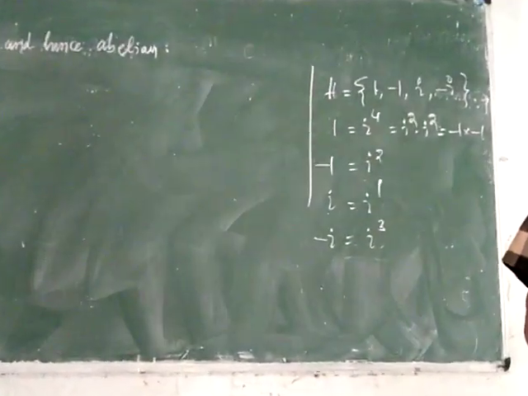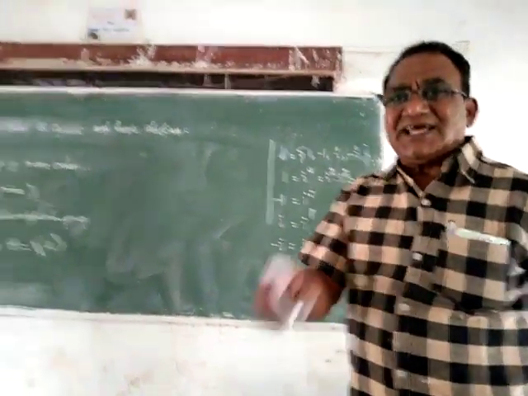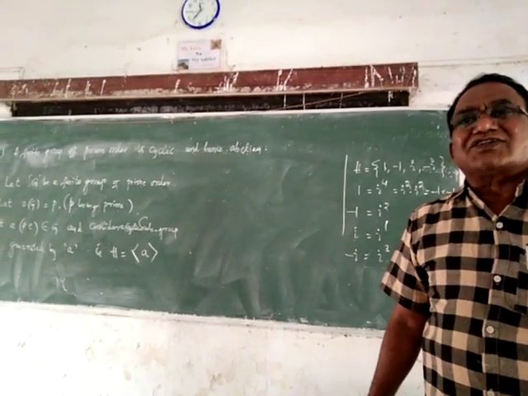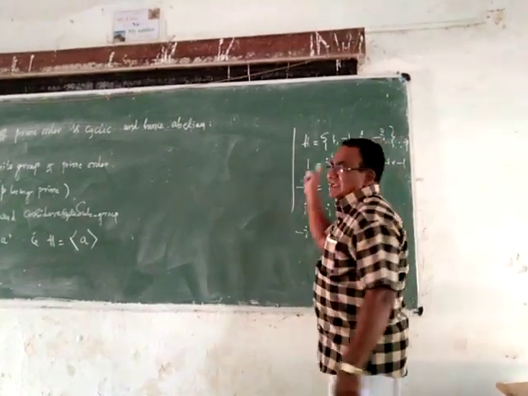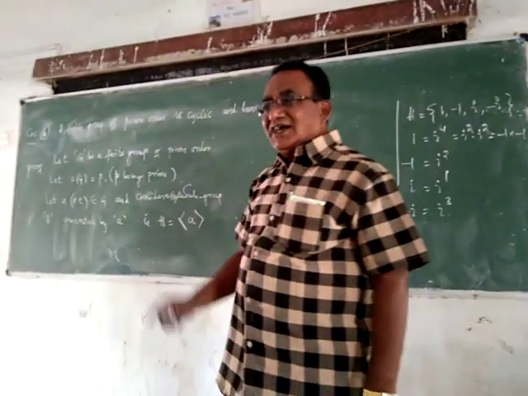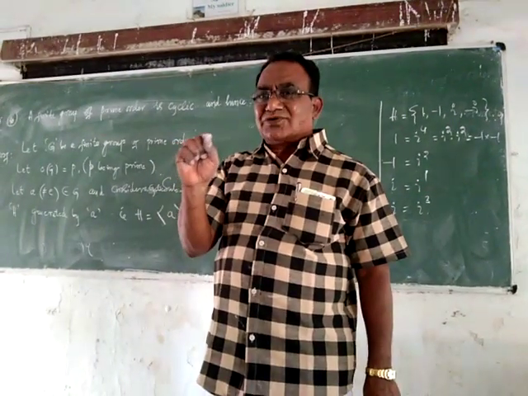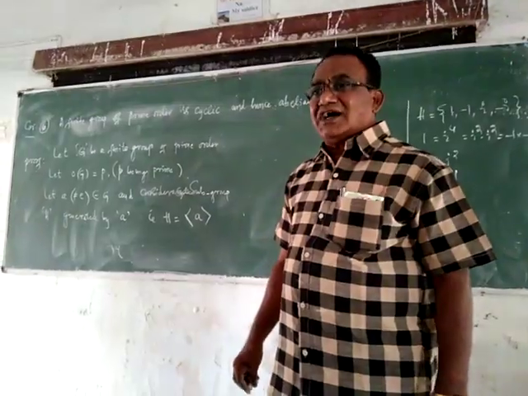Suppose a is a generator of a cyclic group, then we have proved one more theorem: its inverse, minus a, is also a generator. Similarly, you can show that minus i is a generator of H. And you must note one more point: every cyclic group is abelian. Every cyclic subgroup is abelian.